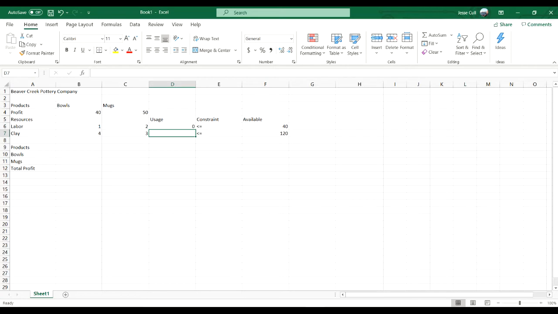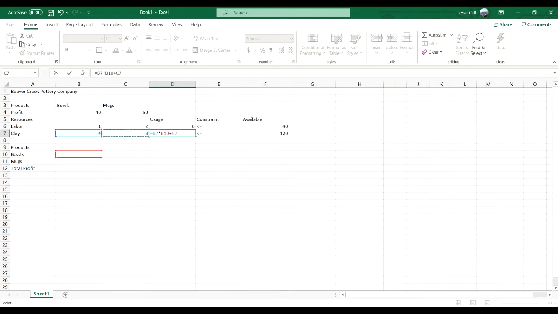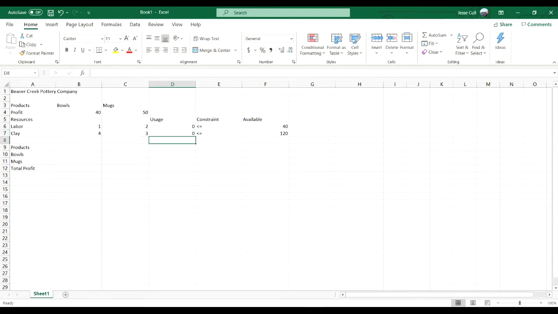We repeat that process here. So we want to know how much labor or how much clay to produce a bowl, times the total number of bowls we'll produce, plus how much labor or how much clay to produce a mug, times the total of mugs we will produce. And again, it will be 0 now because we're not yet producing any mugs. So our usage equations are now complete.